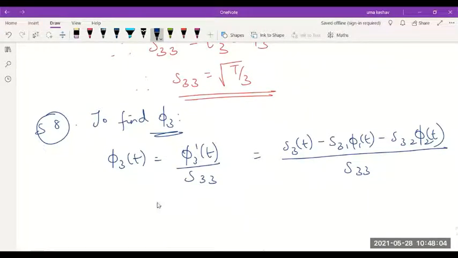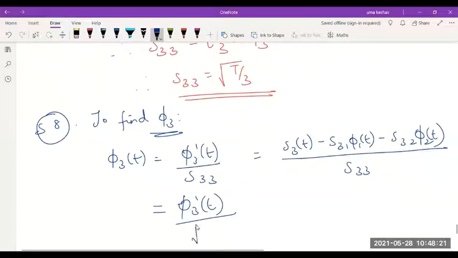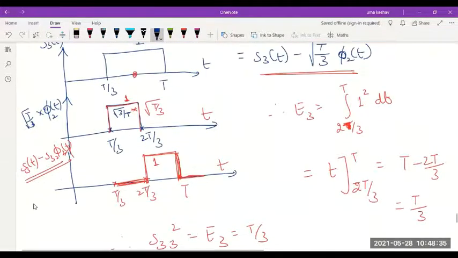So let's find how much this phi 3 dash of t is. This phi 3 dash of t divided by S33 was root t by 3. Root t by 3. Let's draw that waveform. I'll directly draw phi 3 of t. We have phi 3 dash. This is our phi 3 dash.